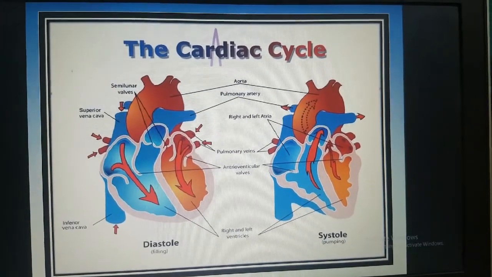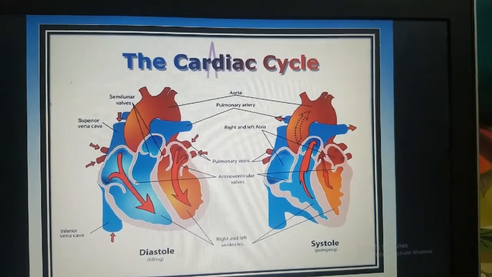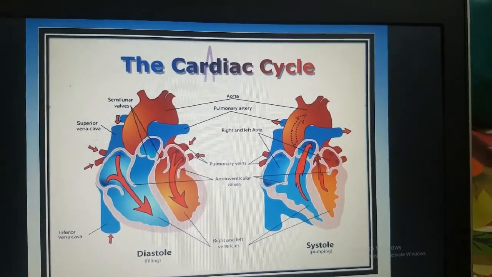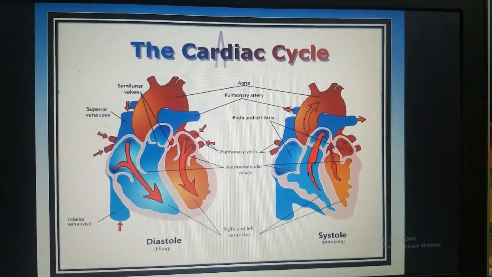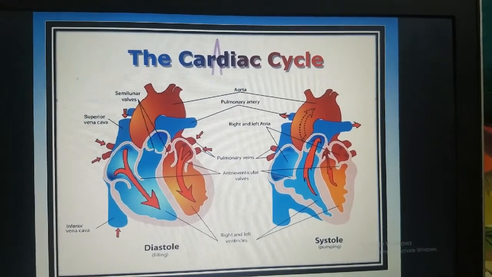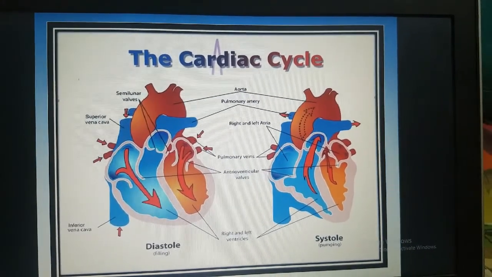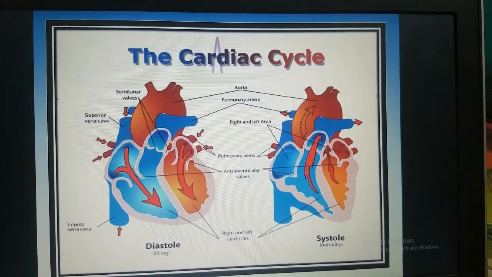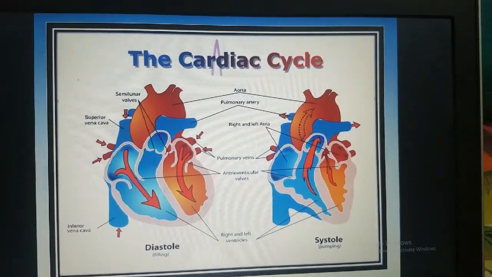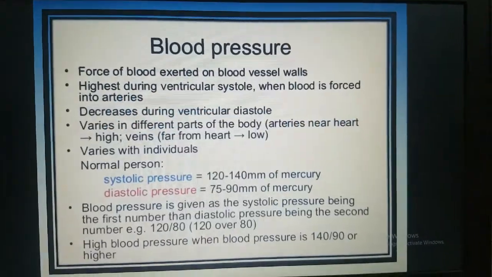There is a lot of detail in it. It summarizes the entire cardiac cycle. Now we'll try to make it as simple as possible. One complete heartbeat, that is contraction and relaxation of atria and contraction and relaxation of ventricles, is called a complete heartbeat. Keep it in your mind that contraction is systole and relaxation is diastole.